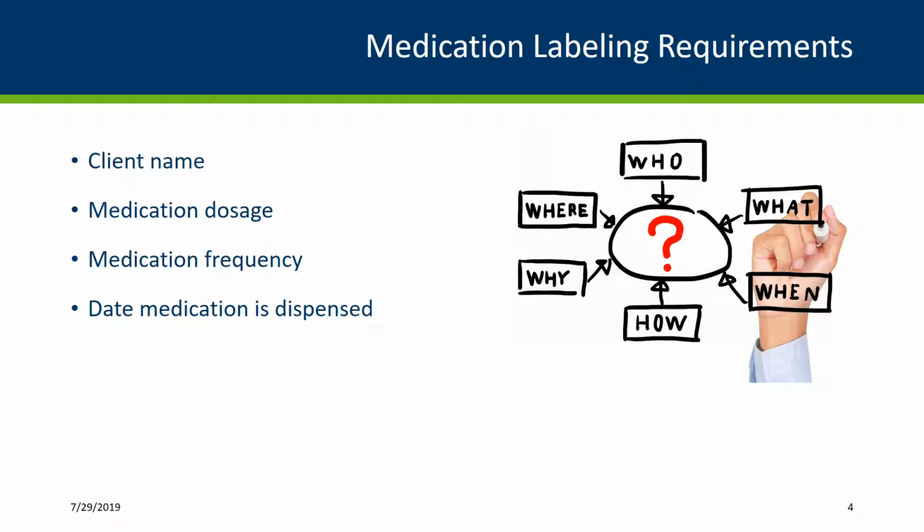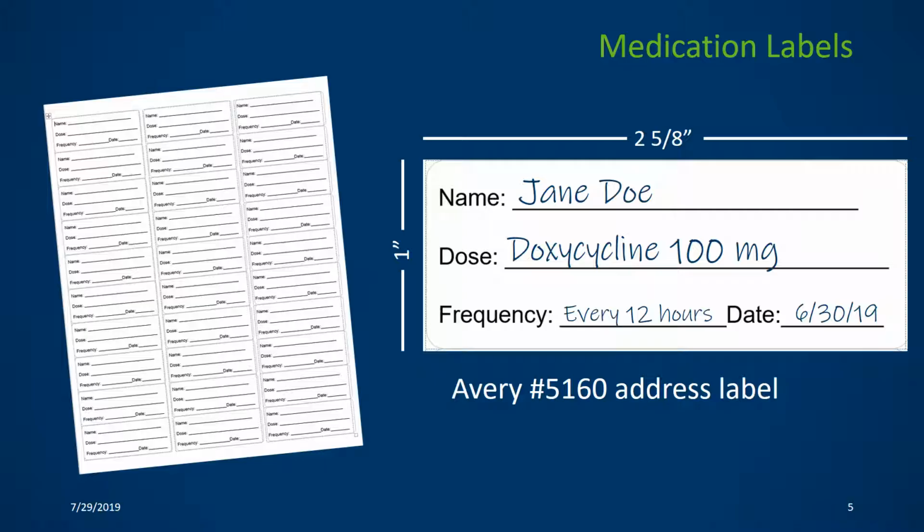Medications must be labeled at pods with the following information: client name, medication dosage, medication frequency, and the date medication is dispensed. Pods are responsible for providing their own labels. MDH has a label template available on SharePoint. It is formatted to an Avery number 5160 address label or equivalent product and generates 30 2 5/8 by 1 inch labels per label stock page.